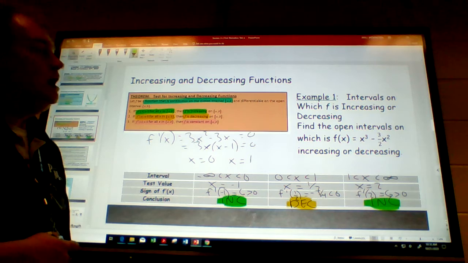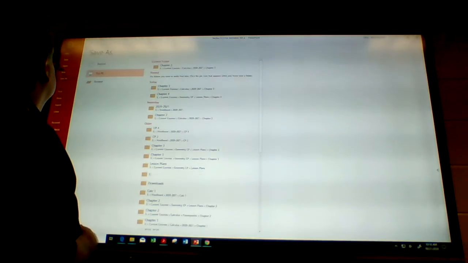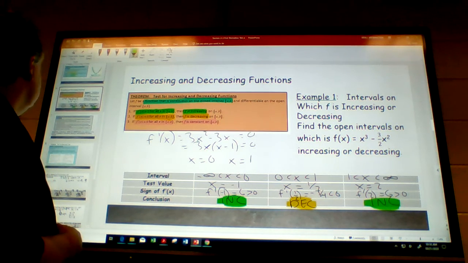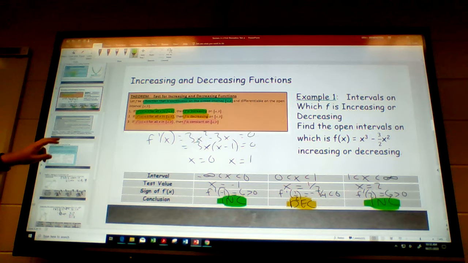All right. I made the mistake of not saving these earlier, so that's why I'm doing it right now.